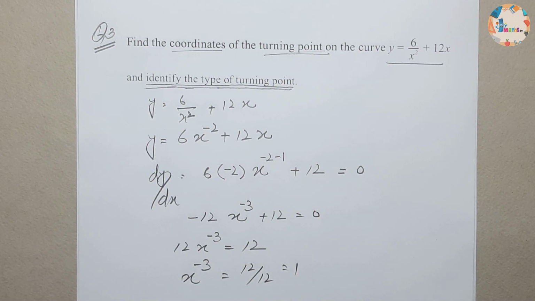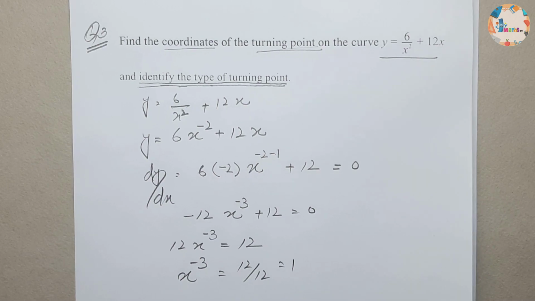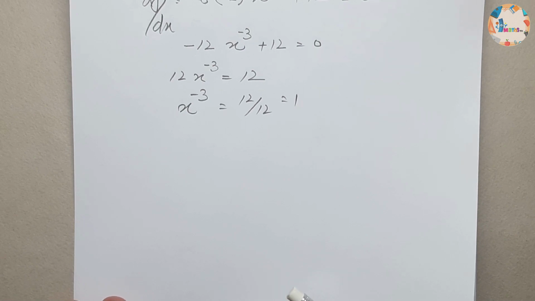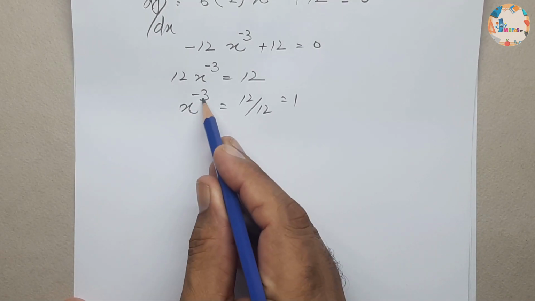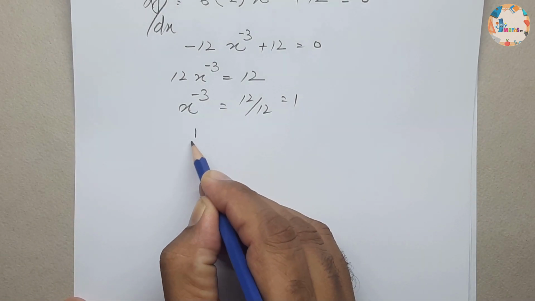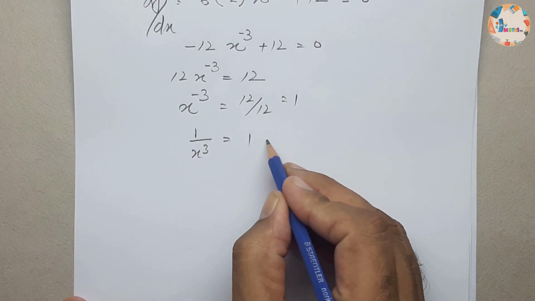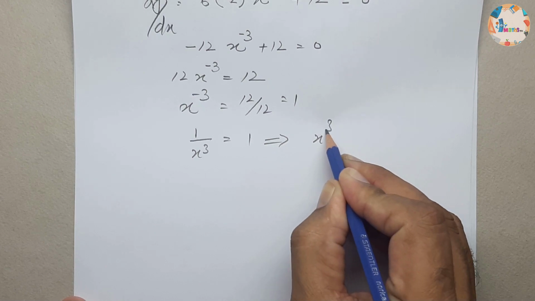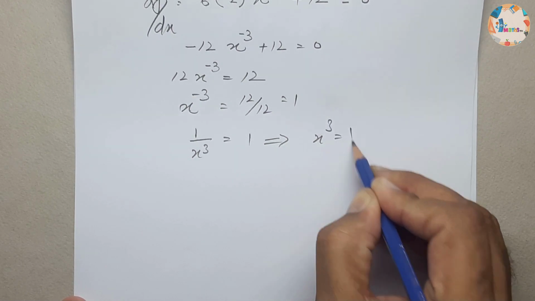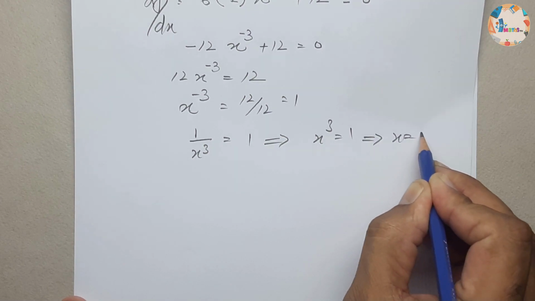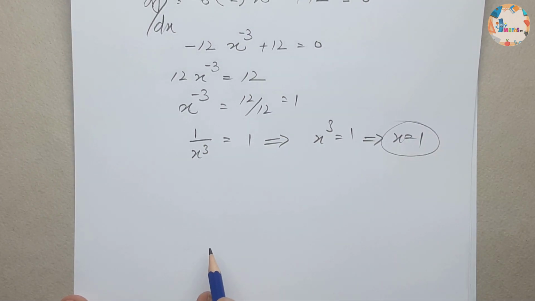Now I'll have to move the page a little above. Okay, now you can see properly. This will be x raised to minus 3 is equal to 1, or we can write 1 over x cube is equal to 1. So this implies x cube is equal to 1, and this implies x is equal to 1. So x is equal to 1.